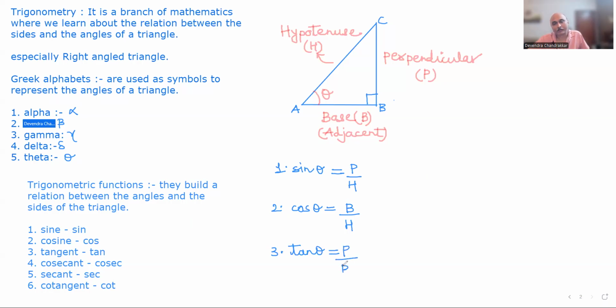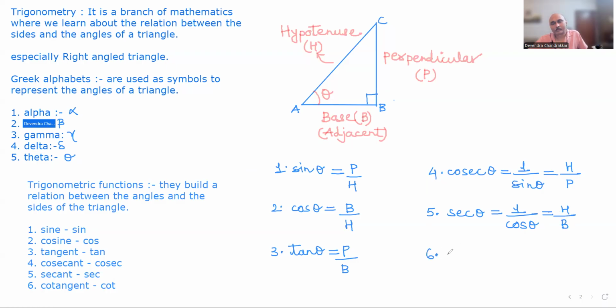And then we have cosec theta, which is 1 upon sine theta, hypotenuse upon perpendicular, H upon P. Then we have sec theta, 1 upon cos theta, hypotenuse upon base, H upon B. And cot theta is 1 upon tan theta, base upon perpendicular.